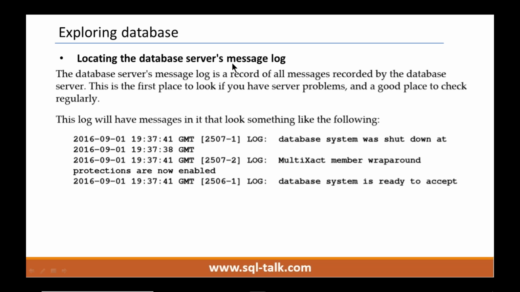Generally, locating the database server's message log, we have just seen. Where do we have to create the error log? We can create it separately, where we can maintain backups. In which parameter can we set it? In the config file; we will see that in configuration. The database server's message log is a record of all messages recorded by the database server. This is the first place to look for any issues. If any issues are there, first we have to enter the message log.